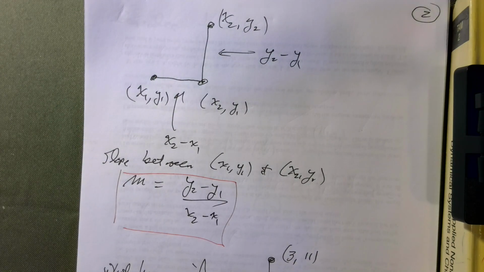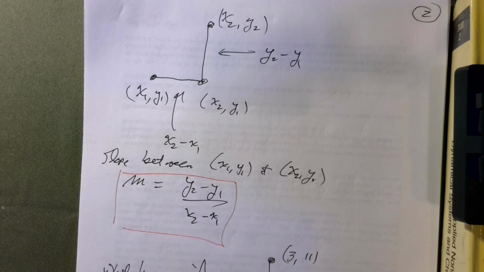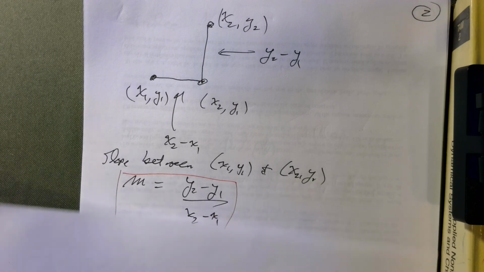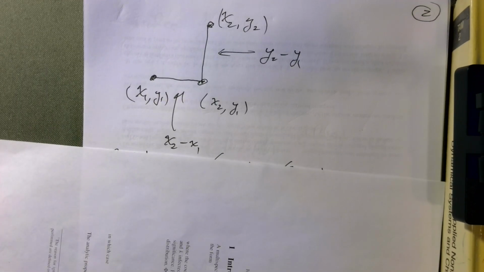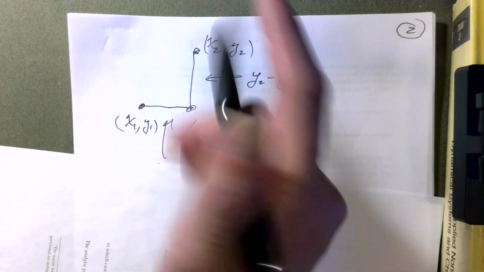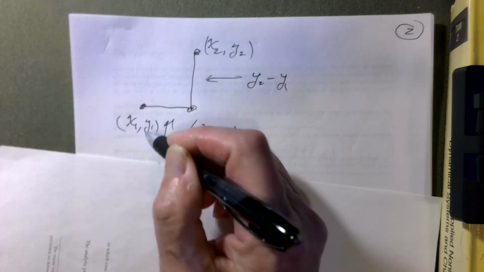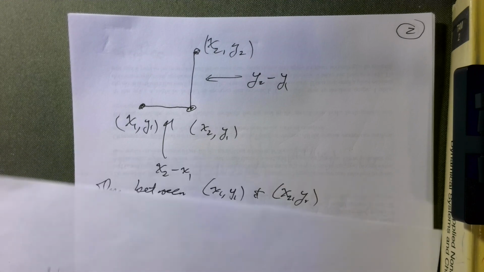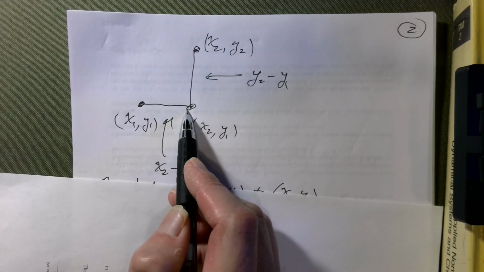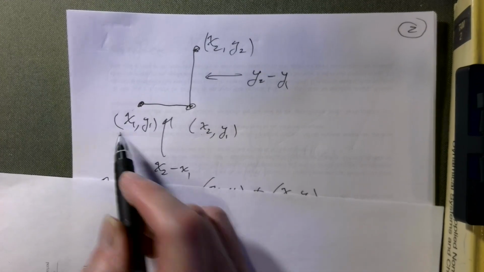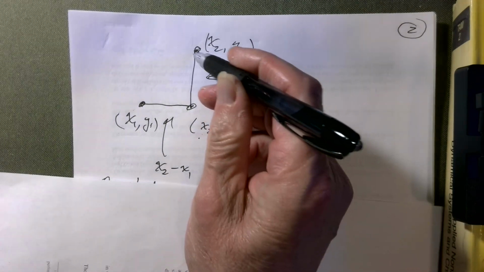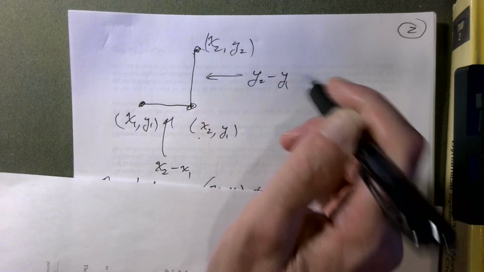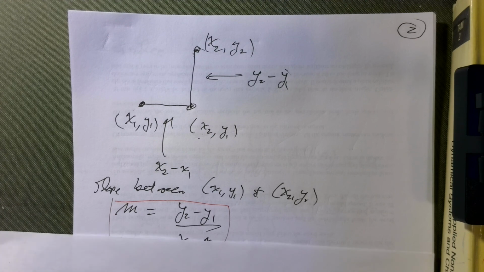So what we've got is the following. We looked at the distance between two points. So we had a point x2, y2, and x1, y1. And we found that the distance from here to here is the difference in the x values, and the distance from here to here is the difference in the y values. So that's how we're going to define the slope.